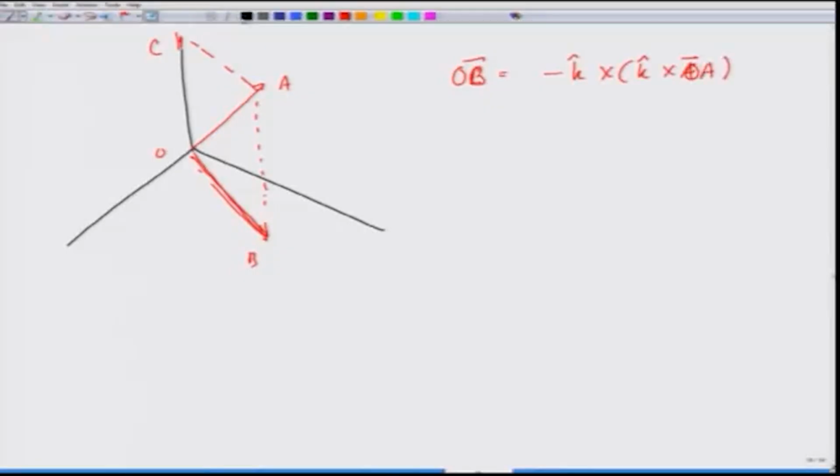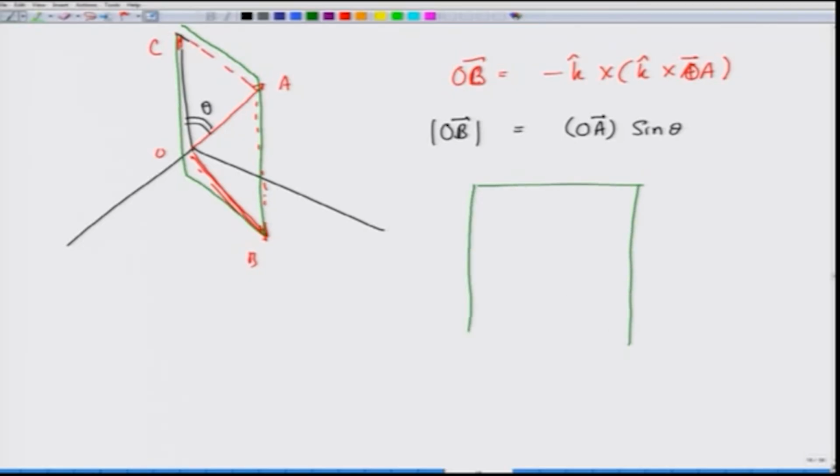Now, you see if you notice OB magnitude, right, if this angle from the z axis is theta, OB magnitude is going to be nothing but OA magnitude times sine of theta. Let me explain that a little better. Look at this plane, look at the plane OABC. Let me draw this plane for you. This is my plane O, A, C and B. This is projection OB, this is projection OC.